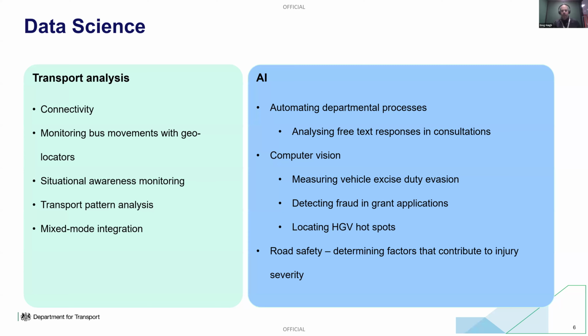Morning, everybody. As Graham said, my name is Greg Haigh. I'm Head of Data Science at the Department for Transport. So I lead a small team of about 8 people doing various data science projects in the transport area. Our work falls into 2 broad areas. The first, shown on the left, is around transport analysis. Within this, obviously we're working on connectivity. You'll hear lots about that today, but we have a number of other projects that we're involved with as well.